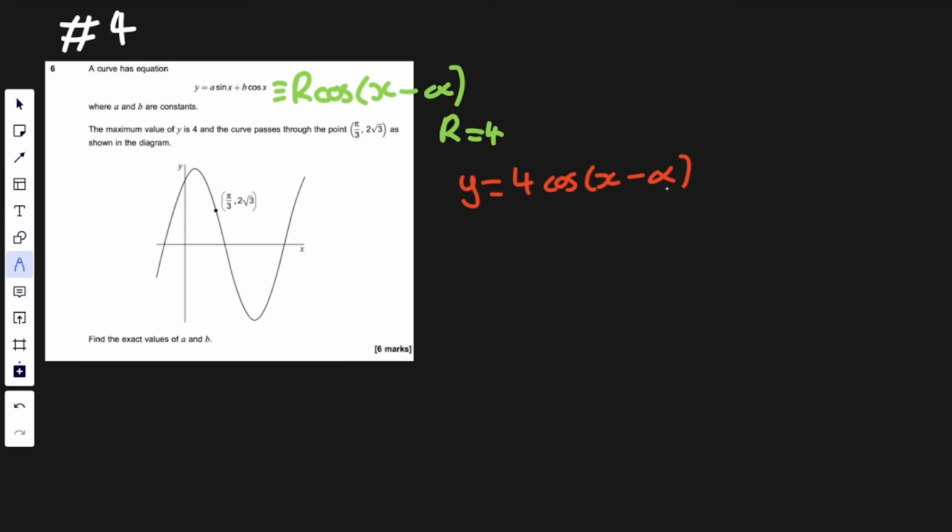Now my next task is to find alpha. I need some information. What other stuff were we told? So a and b are constants, pretty standard. The maximum value of y is 4. We've already used that fact. The curve passes through the point. This is a piece of information. Now you should also look for stuff on the graph. They haven't labeled anything, but you should look for things like crosses through the origin or maximum points that are labeled on. You should look for this stuff because potentially it will be useful, potentially will be needed. So we're told it goes through a certain point, so let's sub this point in. So when y is 2 root 3, x is pi over 3.